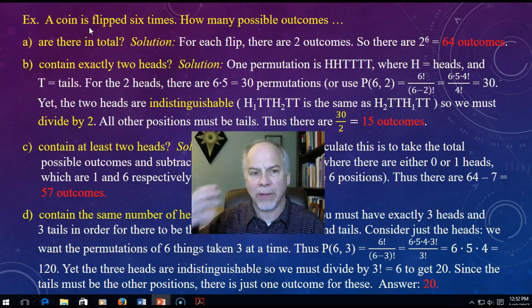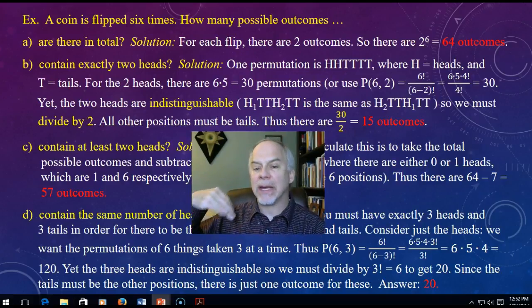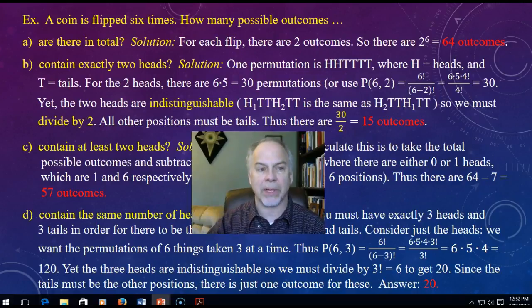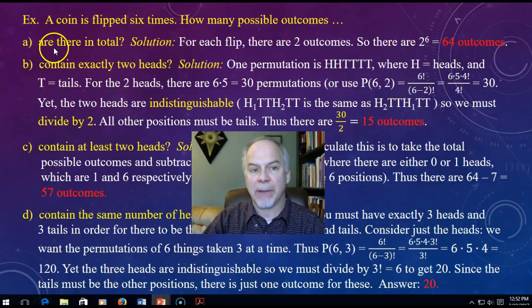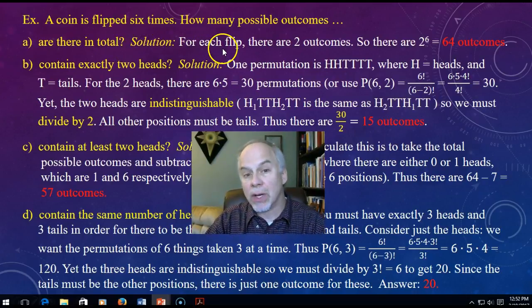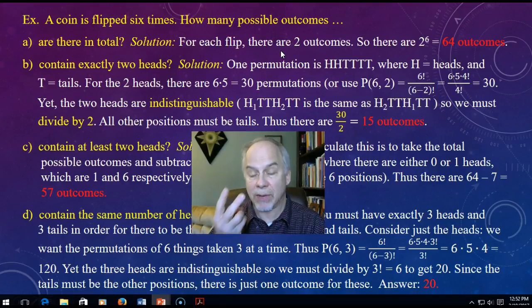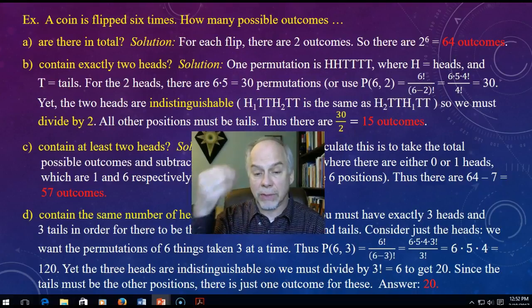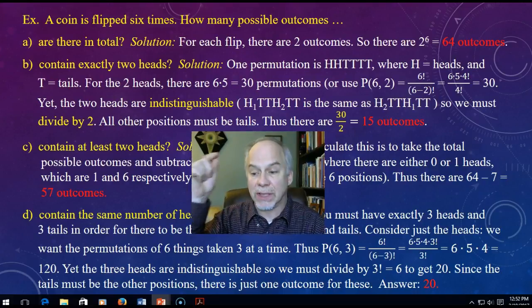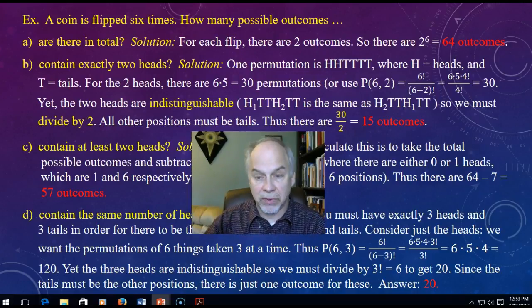A coin being flipped 6 times. So I asked the questions, how many possible outcomes? Now in part A, it asks how many possible outcomes are there in total? Okay, so the solution, well, for each flip, there's 2 possible outcomes, and there's a total of 6 flips. So it's 2 times 2 times 2 times 2 times 2 times 2, or 2 to the 6th power, or 64 possible outcomes. All right, so when you flip a coin, 64 possible ways that can occur.